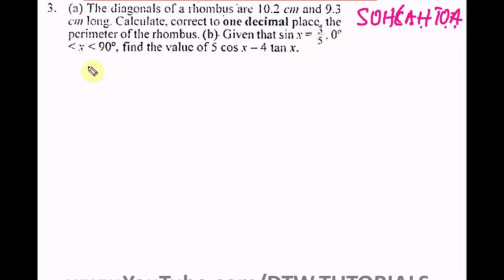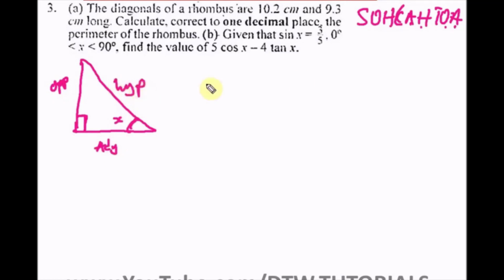All right, so here we have sine x. Let us draw our triangle. Because 0 degrees is less than x, which is less than 90, it's a right angle triangle. So we'll draw a right angle triangle, and this would be our x. If this is x, then this side is your opposite, this is your adjacent, and this is your hypotenuse.